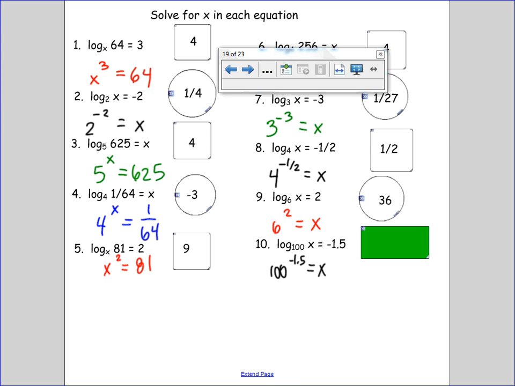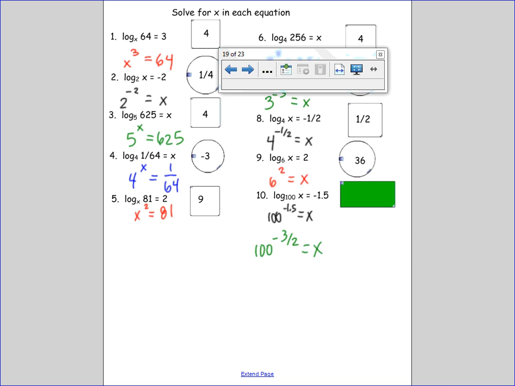And then lastly, the trickiest one, in my opinion, was that 100 to -1.5. We could treat that -1.5 as a fraction, and then I'd have 100 to the -3/2 is what x equals. And a negative exponent doesn't mean negative answer, it means reciprocal. So I could rewrite this one more time as 1 over 100 to the +3/2.